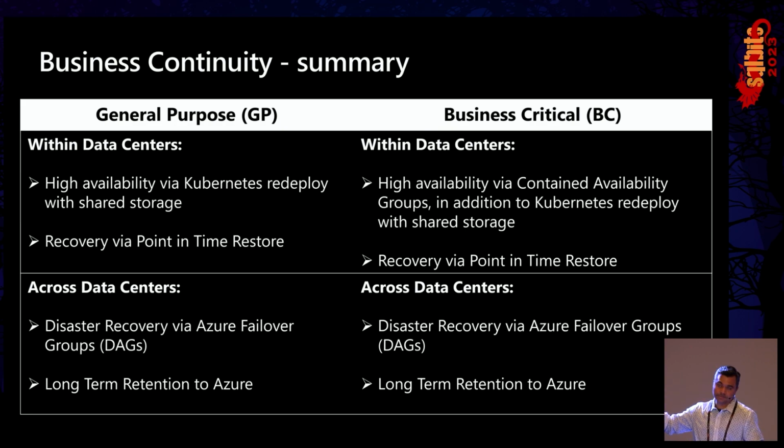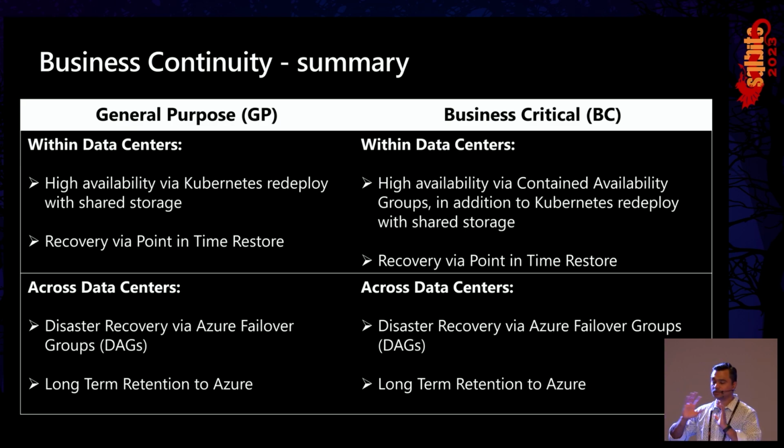In the business critical service tier, in addition to what Kubernetes provides, we have the contained availability groups as part of the deployment. So you get that multi-layer HA solution, and your applications will have near zero downtime. In terms of recovery of your data, the built-in backup service and the point-in-time restore are the same in both the service tiers. There is no difference there. When it comes to business continuity across the data centers, you have the disaster recovery setup through failover groups. This feature is the same for both the service tiers.